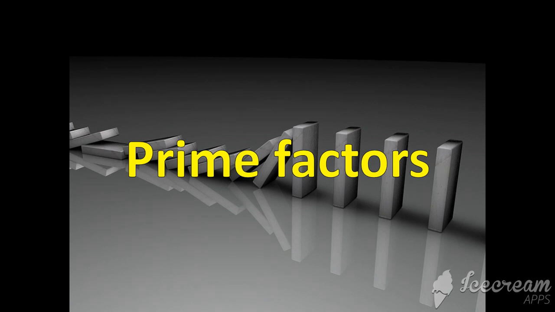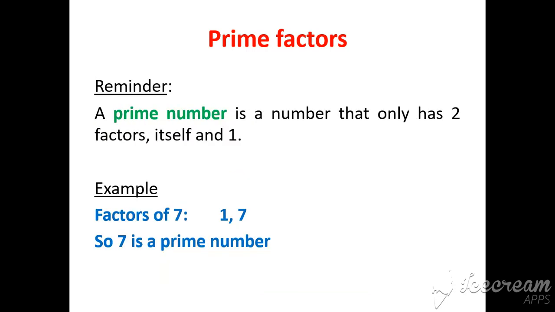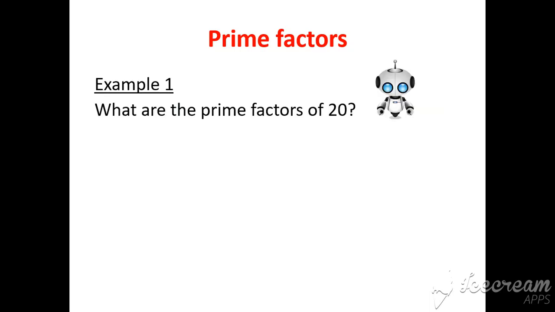We're chatting about prime factors in this video. Now, we've already chatted about factors before. Factor times factor makes product. And we've already chatted about prime numbers. A prime number is a number that only has two factors, itself and the number 1. So we're going to put prime numbers and factors together to talk about prime factors.